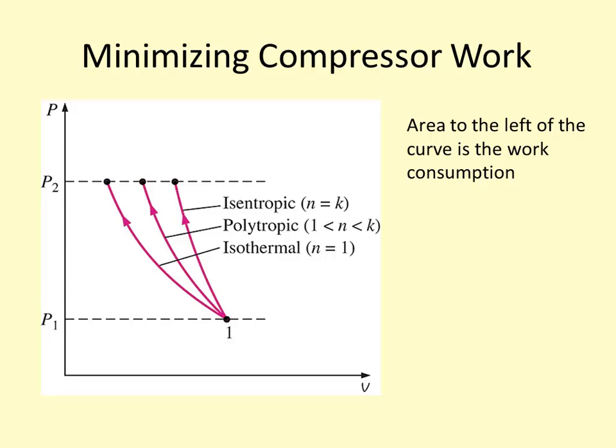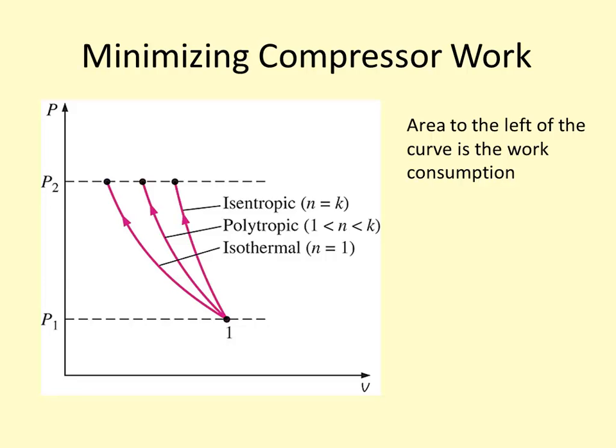Okay, so you see the 3 different cases. The isentropic case, where n is equal to k, which is C sub p over C sub v, is this line here. So you can see that the area to the left of the curve is greater than the polytropic case and the isothermal case. So the isothermal case for an ideal gas actually represents the best case scenario for minimizing compressor work.